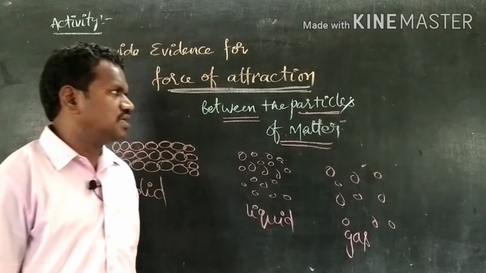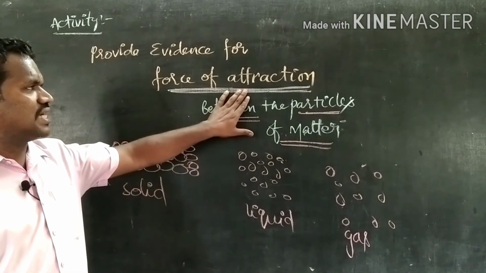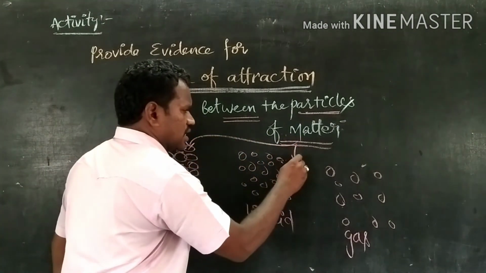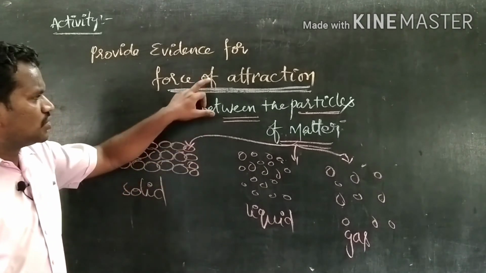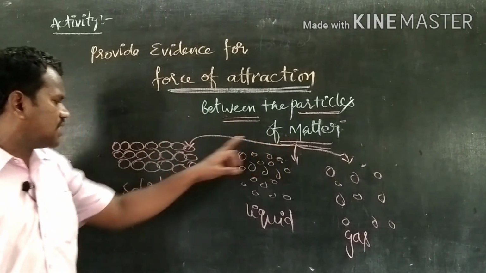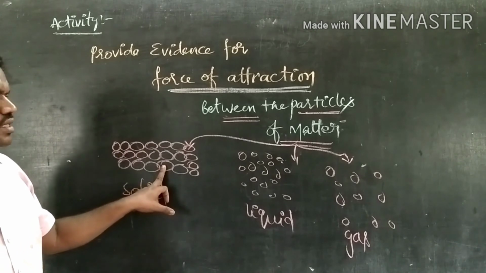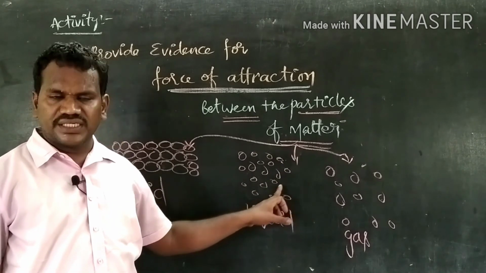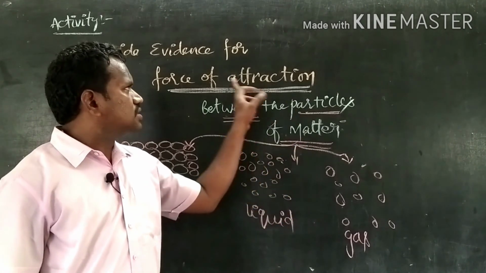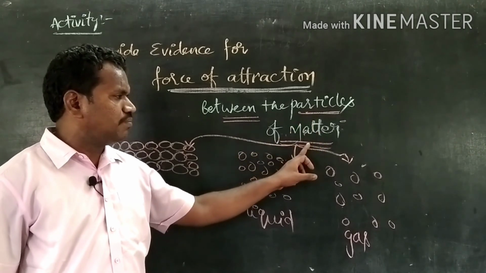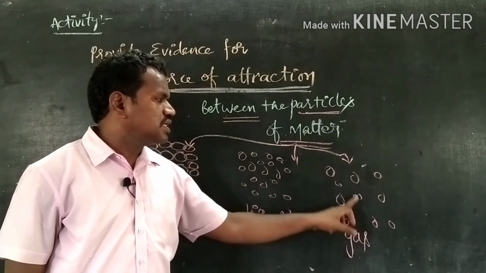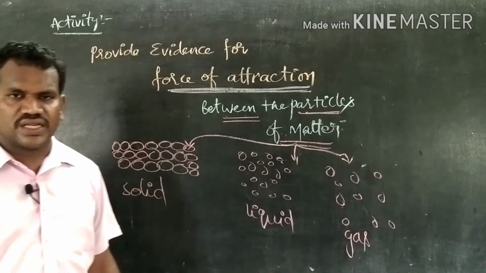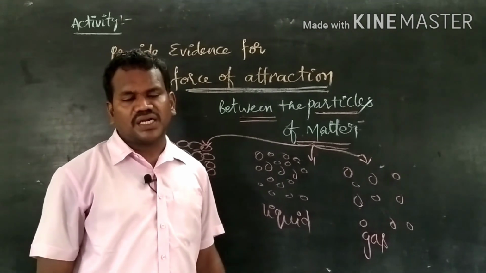So from this activity, we can say the force of attraction between the particles of matter, that is solid, liquid and gas, differs. The force of attraction between the particles of solid is very high. The force of attraction between the particles of liquid is moderate. The force of attraction between the particles of gas is very less. From these activities, we can understand various properties of the particles of matter.